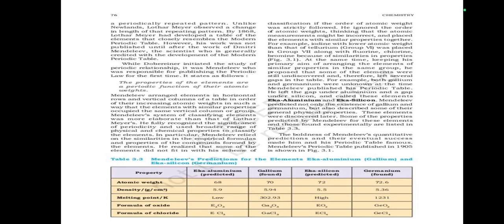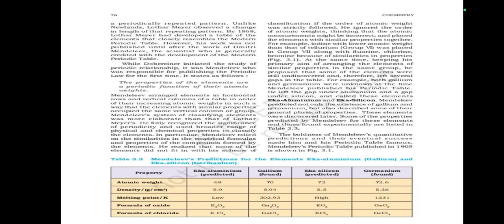Mendeleev's system of classifying elements was more elaborate than that of Lothar Meyer's. He fully recognized the significance of periodicity and used a broader range of physical and chemical properties to classify the elements. In particular, Mendeleev relied on the similarities in the empirical formulas and properties of the compounds formed by the elements. He realized that some of the elements did not fit in with his scheme of classification.